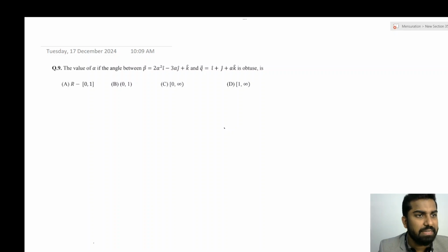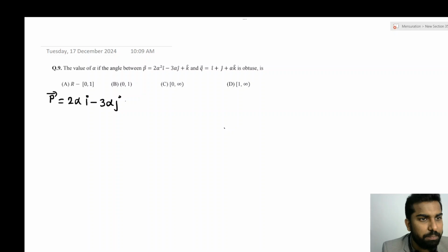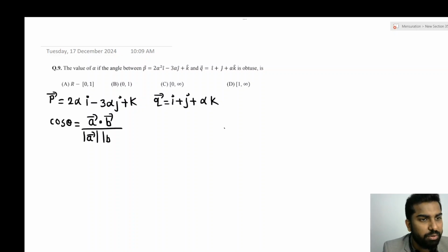So how to evaluate this? Suppose p vector is given: p vector equal to 2 alpha square i minus 3 alpha j plus k, and q vector equal to i plus j plus alpha k. The angle between them we can easily write by cos theta. So cos theta will be equal to a dot b divided by magnitude of a into magnitude of b.